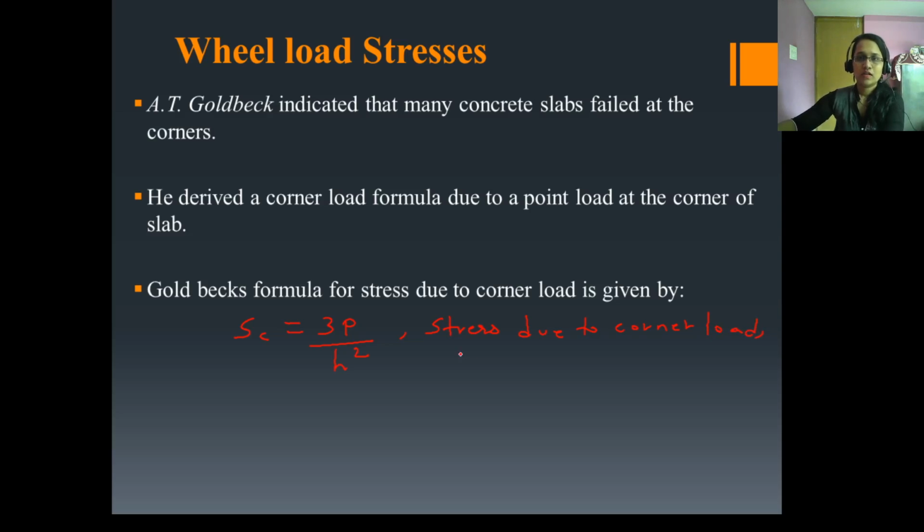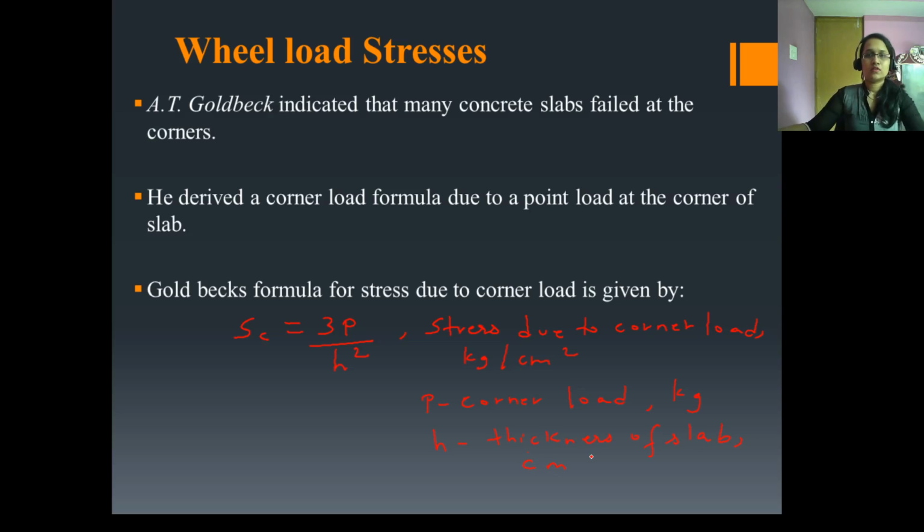Stress due to corner load in kg per centimeter square. P is the corner load, assumed as a concentrated point load which is in kg, and H is the thickness of the slab. Okay, this is given in centimeter.